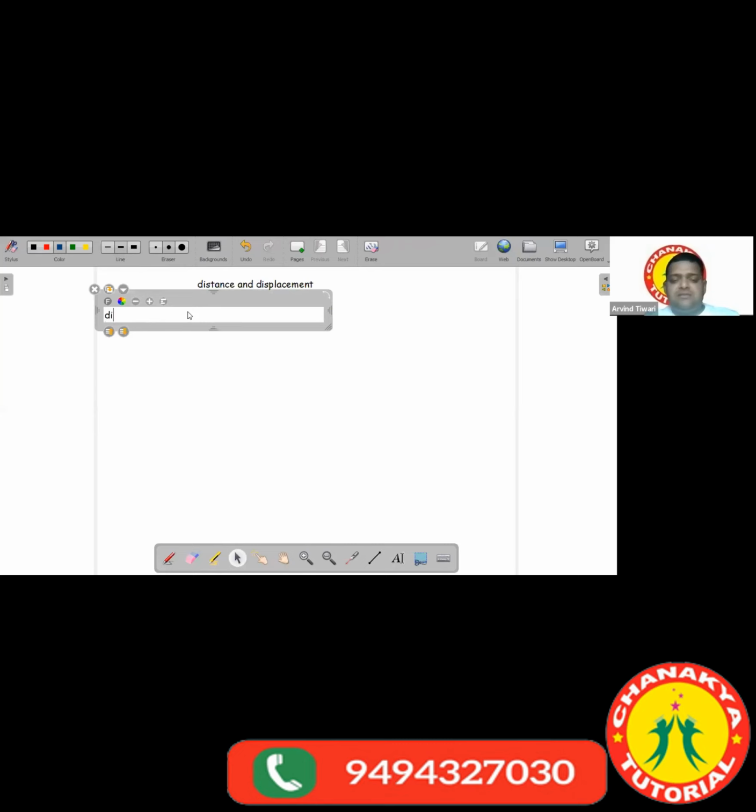Okay. So we'll try to differentiate that. We'll try to say what is distance. So distance is the actual length of path. The actual length of path traveled, we call as the distance. So actual length of path means, suppose start something like this and move along.